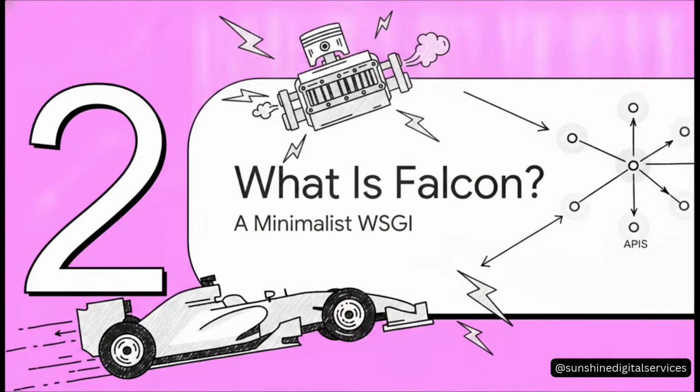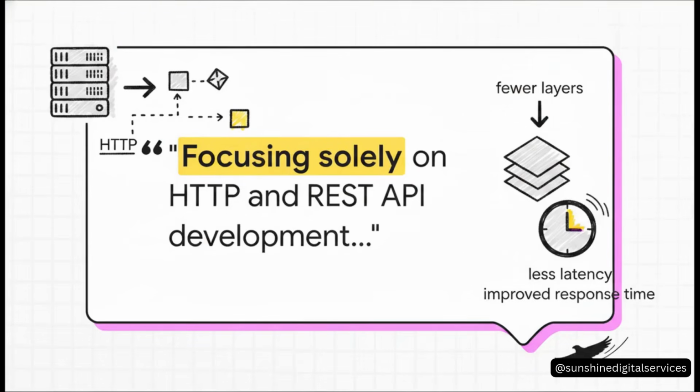Section 2. What is Falcon? Okay, so if we're building an F1 race car for the web, what exactly is the engine? Well, Falcon is a minimalist web server gateway interface, or WSGI framework, and it's designed to do exactly one thing and do it incredibly well: build fast and efficient APIs. Its core philosophy is, and I quote, focusing solely on HTTP and REST API development. By making this really deliberate, hardline choice to avoid full-stack bloat, Falcon ensures there are significantly fewer layers between the server and your application software.